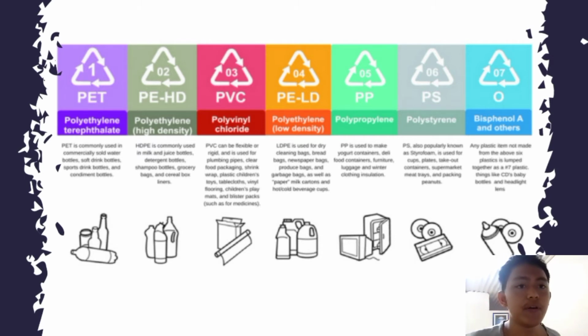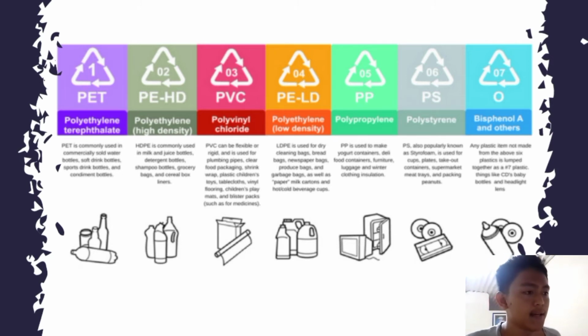So, sa number 4, PELD, polyethylene low density. So, sa number 4 po, low density, tas sa number 2, high density. Sa LDPE is used for dry cleaning bags, bread bags, newspaper bags, reduce bags, and garbage bags, as well as paper made cartons and hot or cold beverage cups.